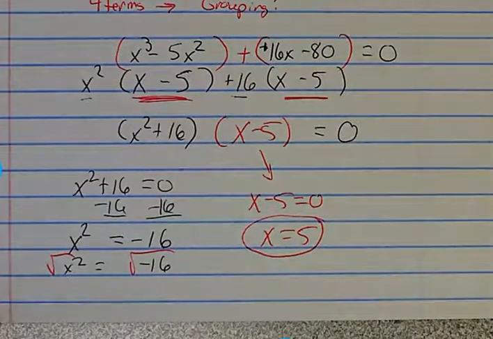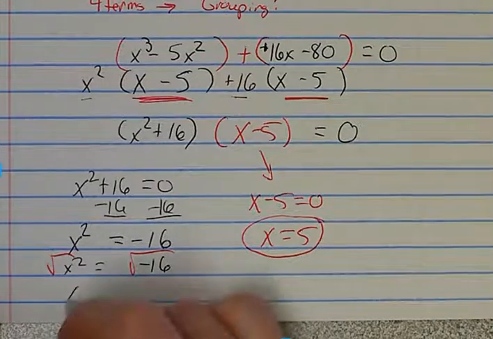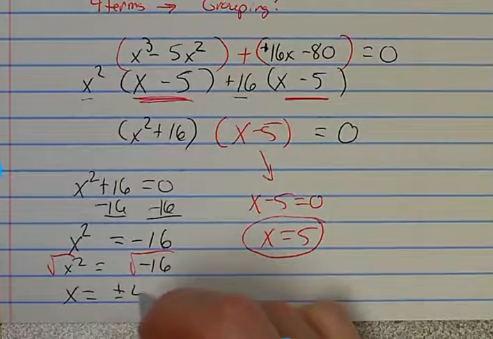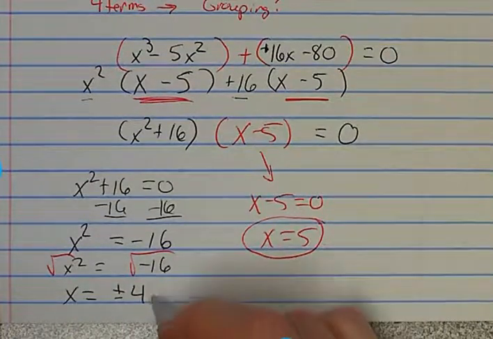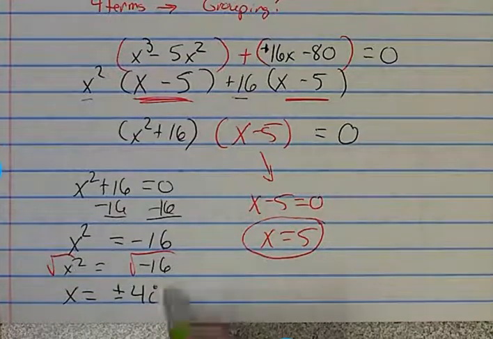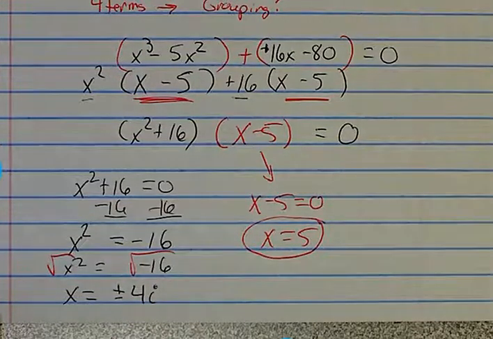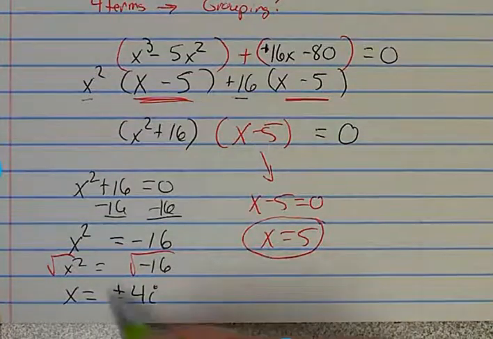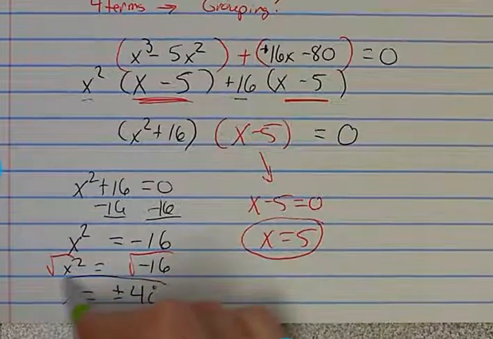Okay, and the only difference is that if this was 16, it would just be plus or minus 4, but because of the negative, got to put the i term in there. And again, there's that complex conjugate thing that if you have a positive 4i, you're also going to have a negative 4i. And that always works because you're going to take the square roots there.